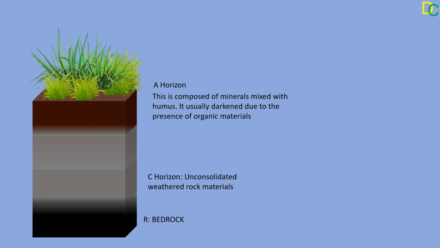The next layer is called the A horizon. This is composed of minerals mixed with humus. It is usually darkened due to the presence of organic materials.